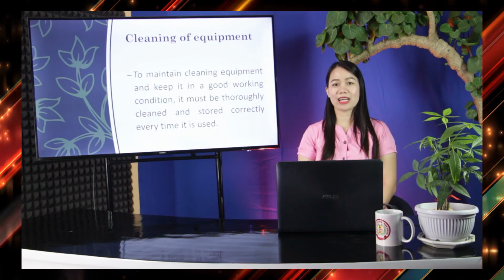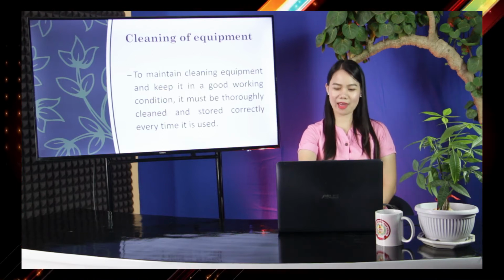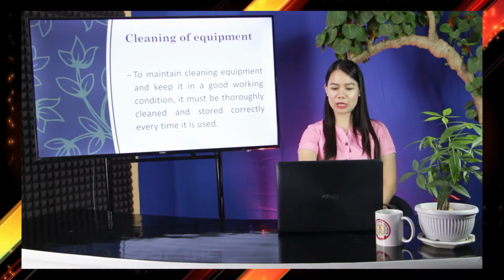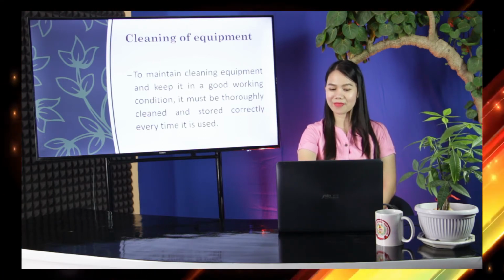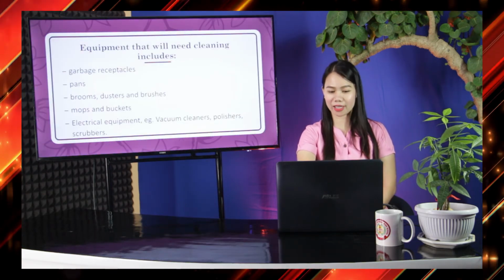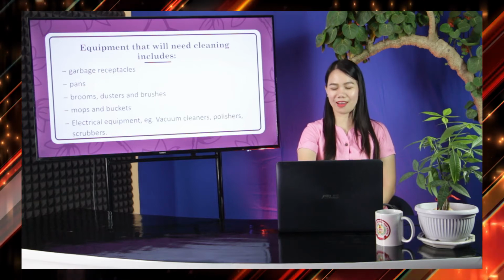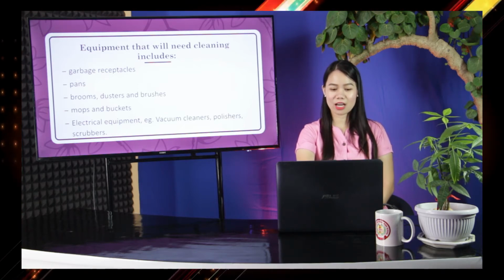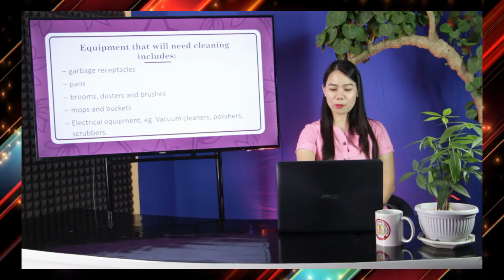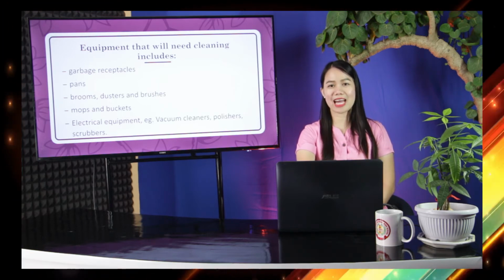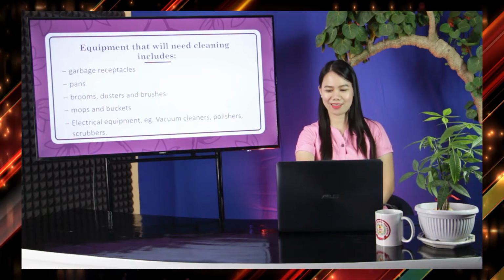Next is we have cleaning of the equipment. How to clean our equipment? To maintain cleaning equipment and keep it in good working condition, it must be thoroughly cleaned and stored correctly every time it is used. These are the equipment that will need cleaning. First is the garbage receptacles. Next is the pans, the brooms, dusters and brushes, mops and buckets, electrical equipment such as vacuum cleaners, polishers, and scrubbers. So those are the different equipment that need to be cleaned after using.